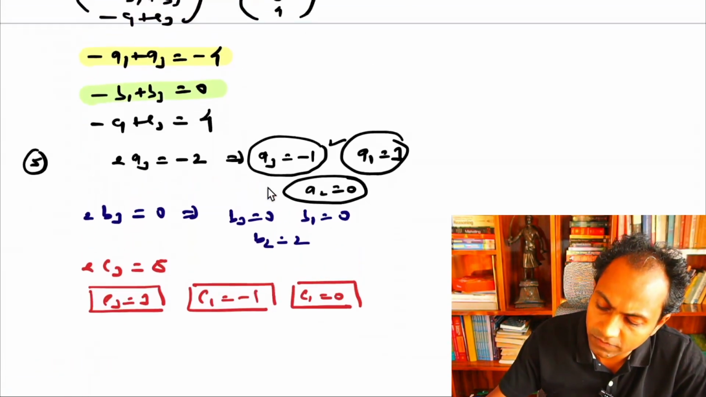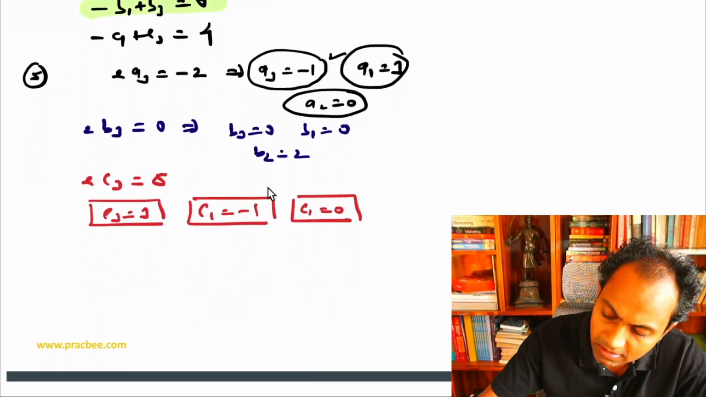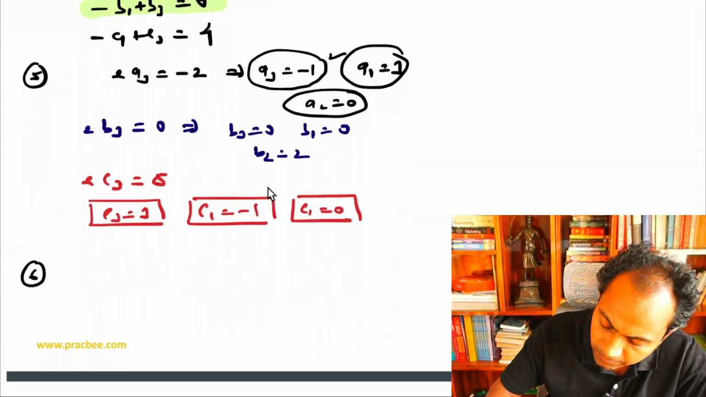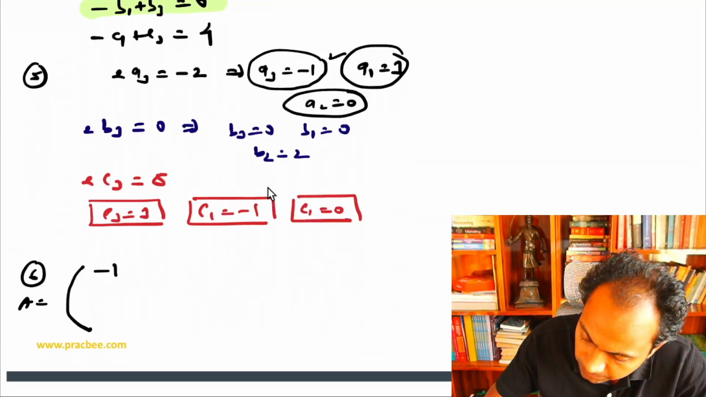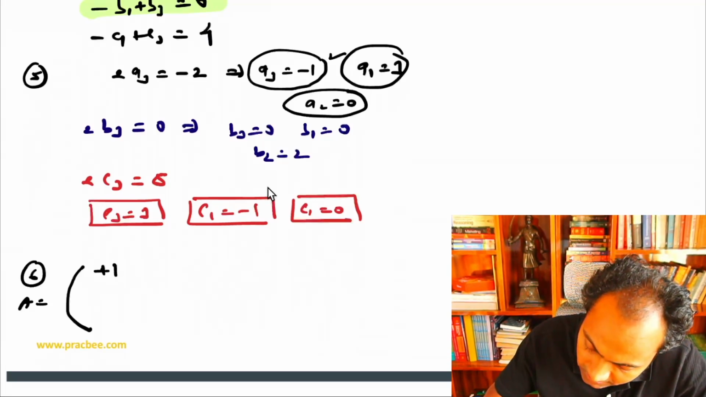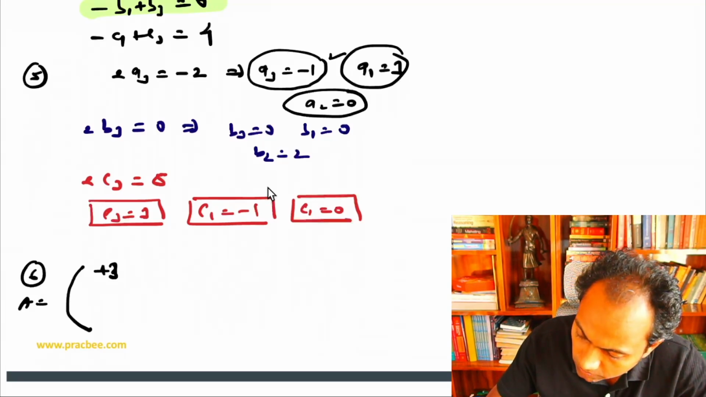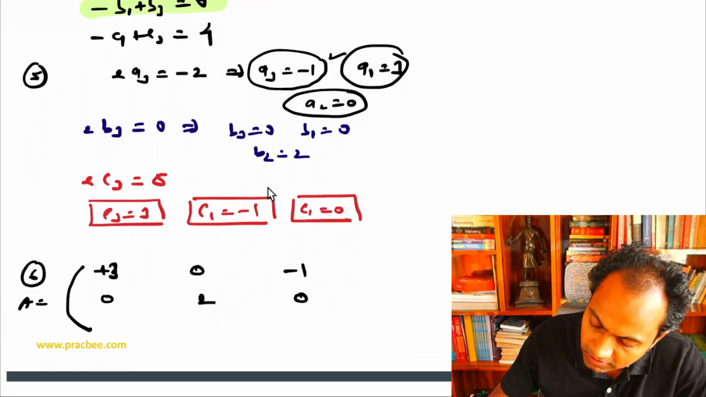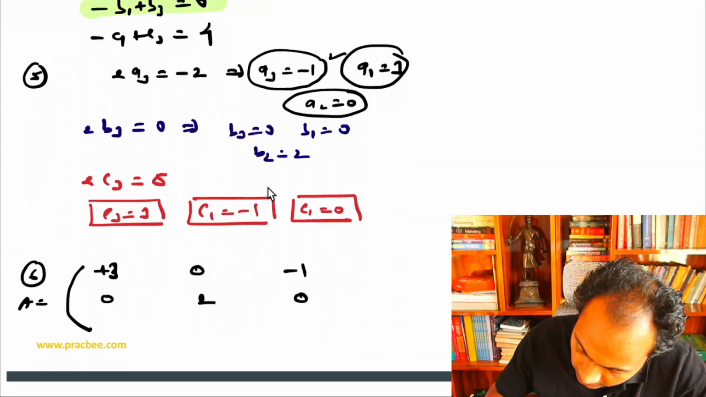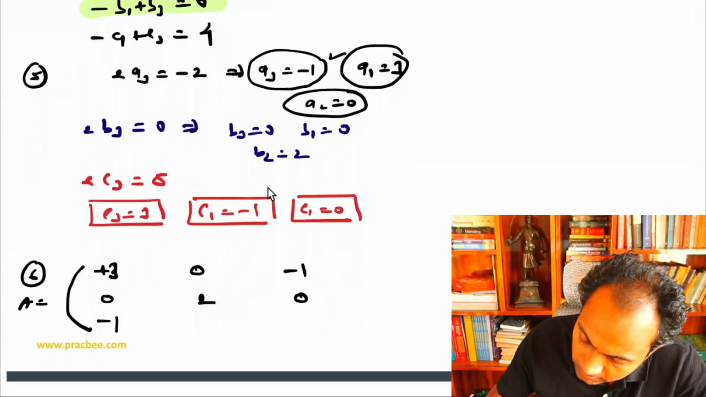Now once you have got all of these values into place, let us try and develop the A matrix. So A1, A2, A3 will become +3, A2 will be nothing but 0, A3 will be nothing but -1. The next one is B1 is 0, B2 is 2, then 0. And the last one is nothing but C1, that is -1. C2 is nothing but 0 and C3 is nothing but 3. So this is what we are getting.